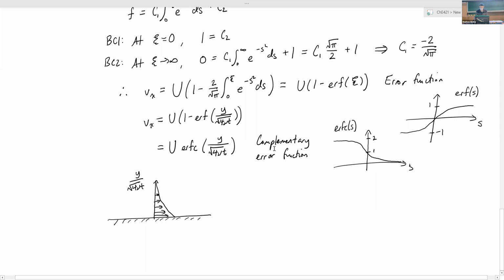Okay. This is basically just me taking this side of this function and then turning it so that it's actually moving in the direction of the velocity that I care about. Okay? What you see is that basically the velocity starts off at 1 or u, right? And then decays to 0 as this variable increases, just like how the erfc starts at 1 and decays to 0 as the argument of the erfc increases.